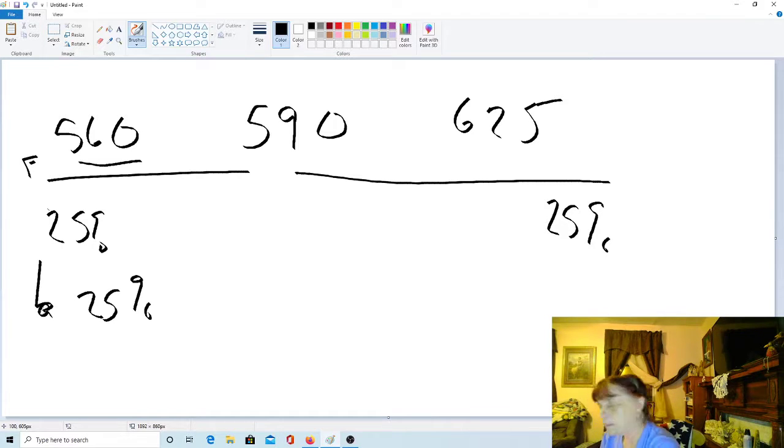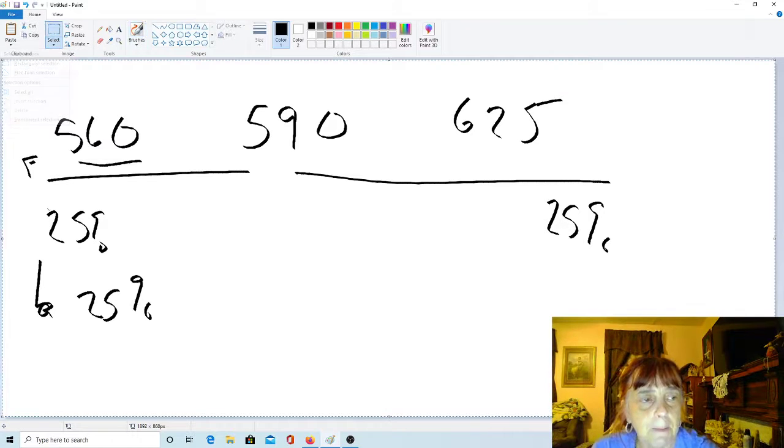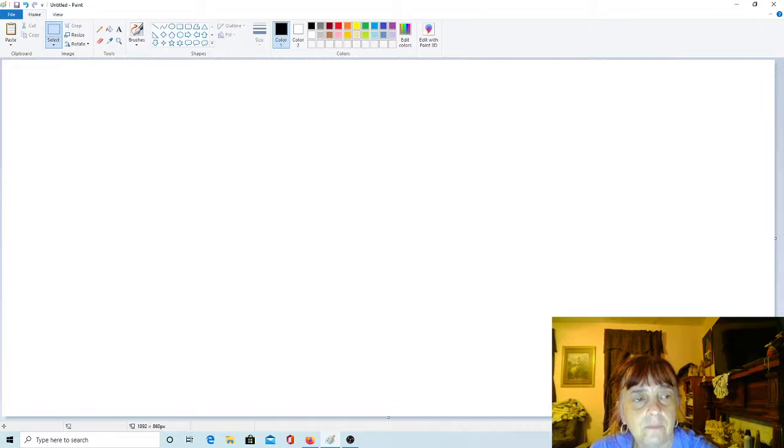Now we're going to talk about measures of dispersion, or the standard deviation.